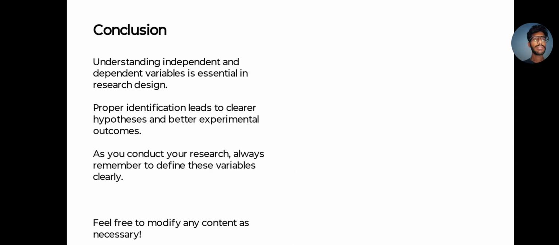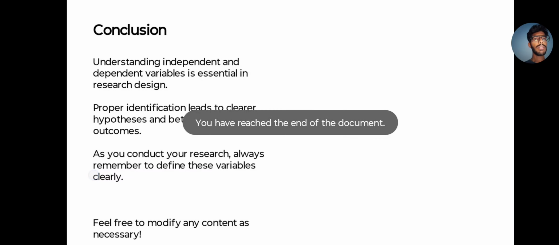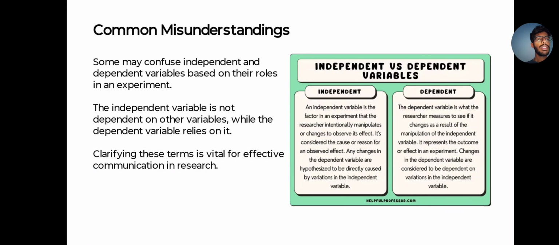Next, independent versus dependent variables. The independent variable is the factor in the experiment that the researcher intentionally manipulates or changes to observe its effect. It is considered the cause of the observed effect. Any changes in the dependent variable are hypothesized to be directly caused by the independent variable.